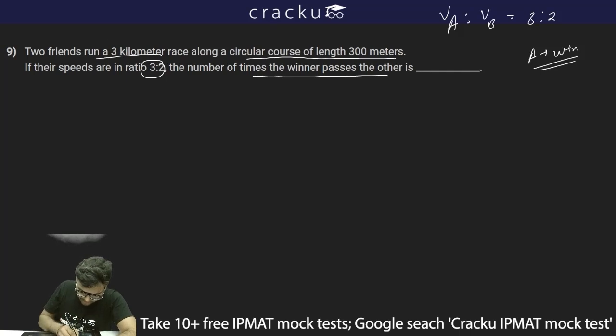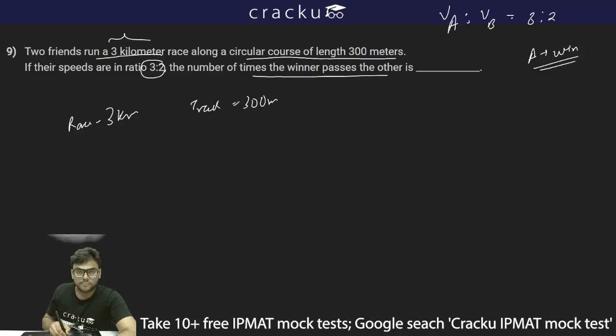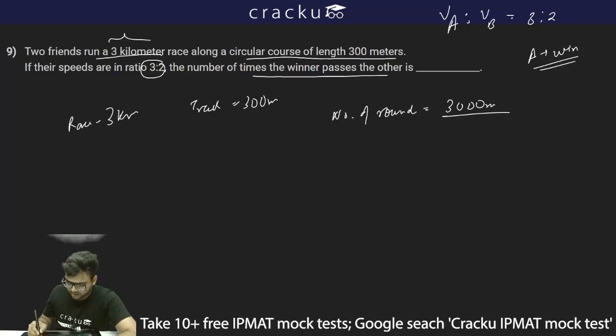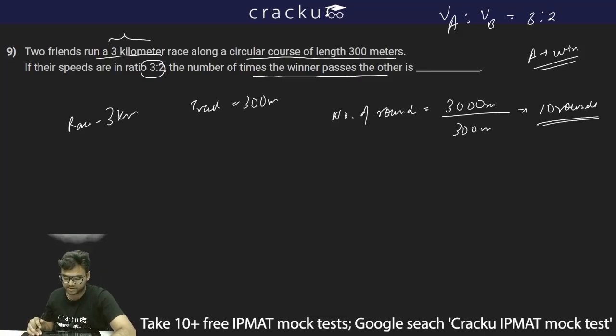First of all, it is a 3-kilometer race, and the track length is 300 meters. So the number of rounds the winner needs to cover is equal to the total distance of the race, which is 3 km or 3000 meters, divided by the track length, which is 300 meters. Thus the number of rounds is 10. That is, the winner should complete 10 rounds of this circular track in order to win the race.